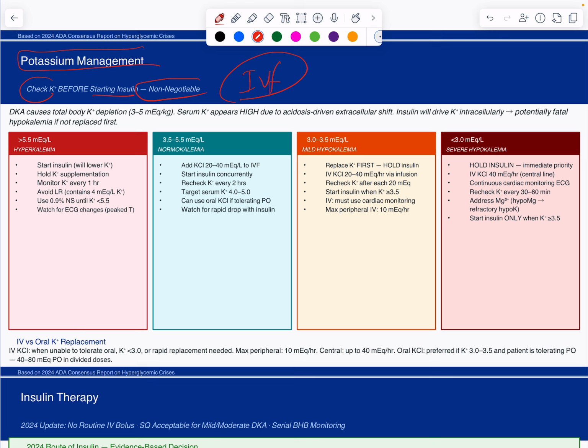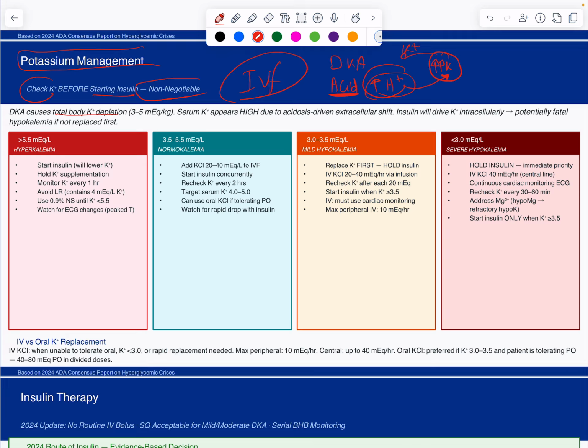So DKA causes total body potassium depletion. Why? Because we said in DKA you have acidosis, right? So you have an increase in the hydrogen ions. Then you have here, this is the cell, and the cell has a lot of potassium in it. Actually, most of the potassium in our body is intracellular. So what happens is with this acidosis and increase in the hydrogen ion, it gets into the cell. So it causes intracellular acidosis. And in exchange with the hydrogen ion, the potassium goes out.